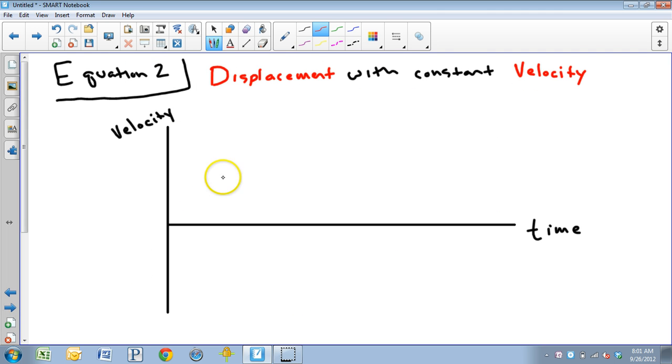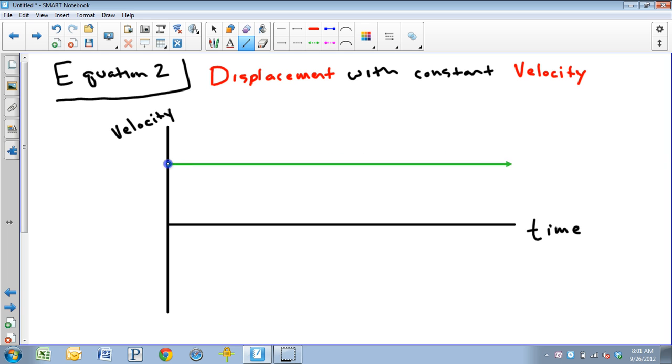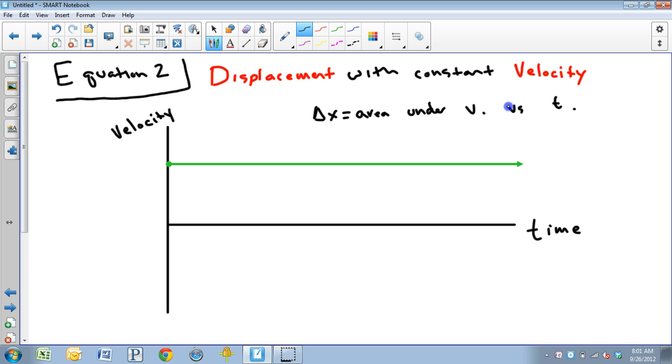A similar thing occurs when we look at the displacement of an object with constant velocity. So let's take a look. If we have an object that's going with constant velocity, that means it's a horizontal line. And again, we know that this statement is true, that the, not delta v this time, but delta x, the displacement, is going to be equal to the area under the velocity versus time graph.